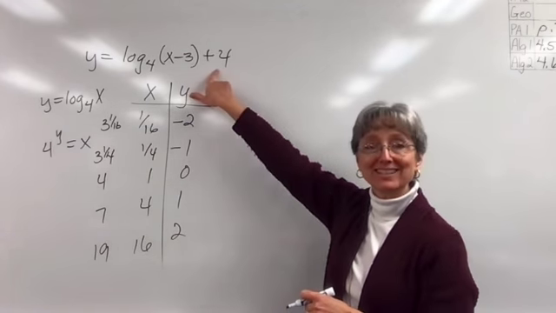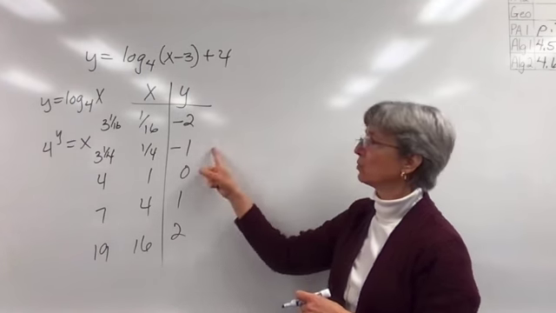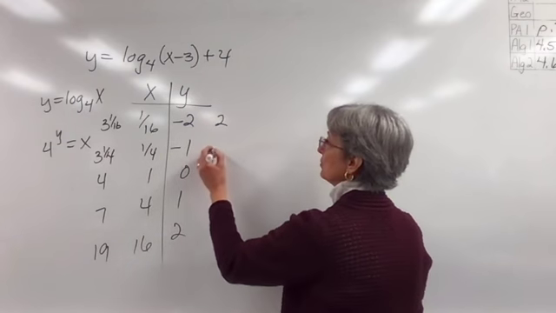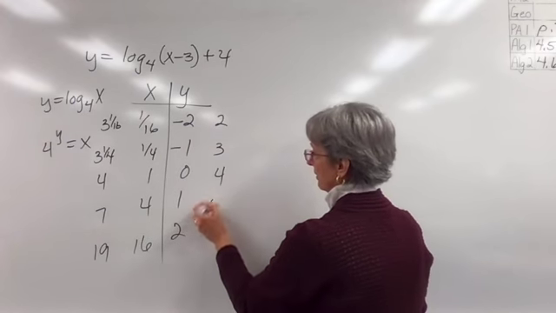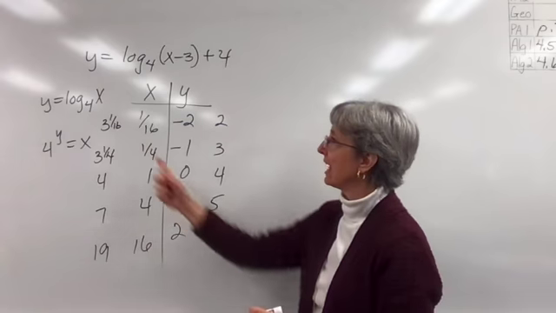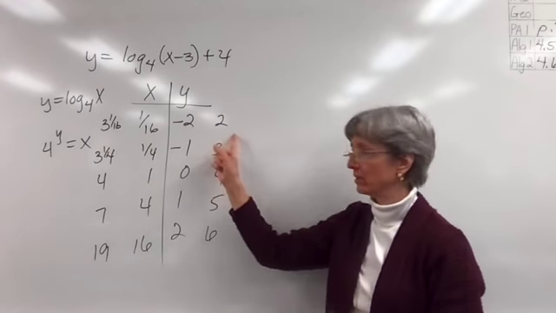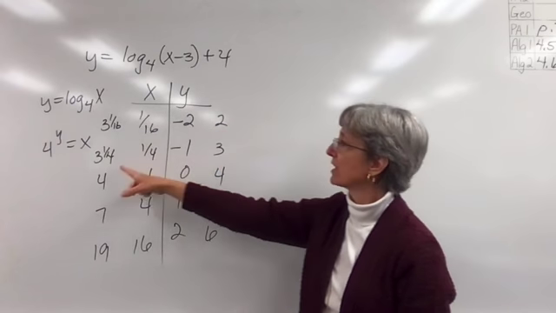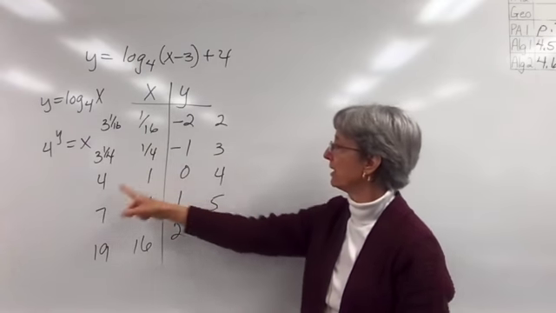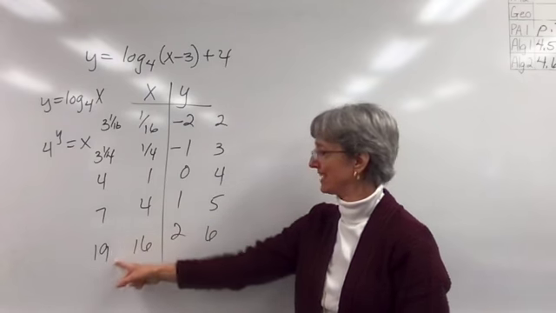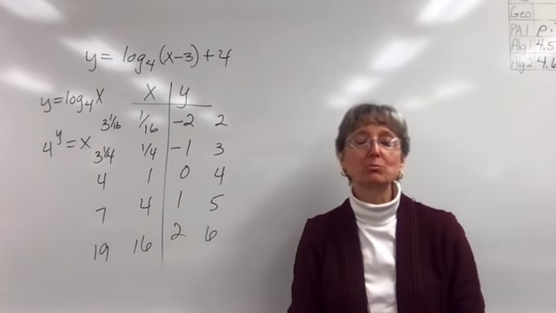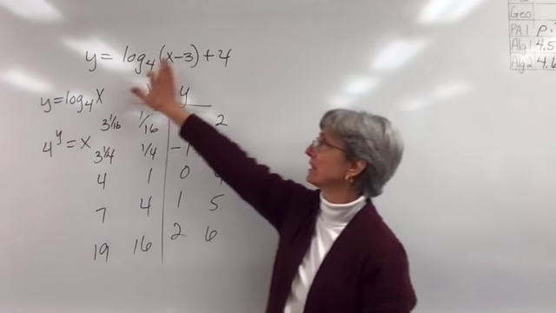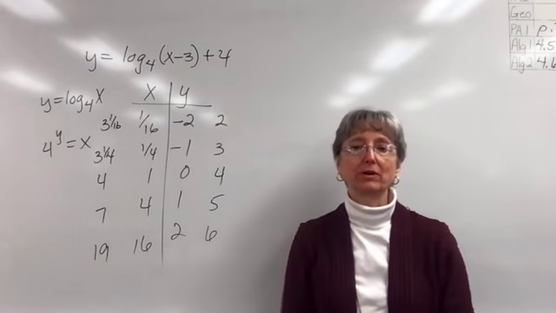This translates it up 4. So take your y's and add 4 to your y's. This becomes 2, 3, 4, 5, and 6. And now you have these ordered pairs: 3 and 1/16 and 2, 3 and 1/4 and 3, 4 and 4, 7 and 5, 19 and 6. Plot those points, and it should be this translated to the right 3 and up 4.